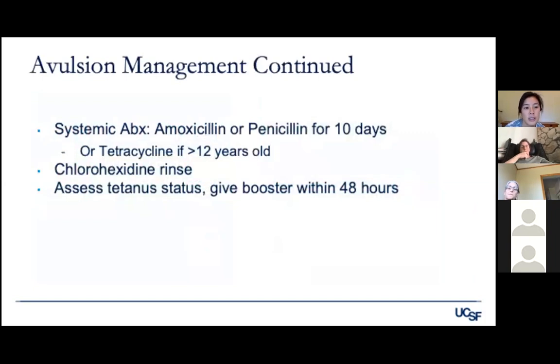For all avulsions that get reimplanted back into the mouth, we're going to give them systemic antibiotics, either amoxicillin or penicillin. If they are allergic, we can give them tetracycline, but tetracycline can inhibit skeletal calcification. So this is contraindicated in patients that are less than 12 years old because the teeth are developing while they're young. Their teeth can get staining. So we don't recommend tetracycline. If they're allergic to any penicillins, we can give clindamycin.